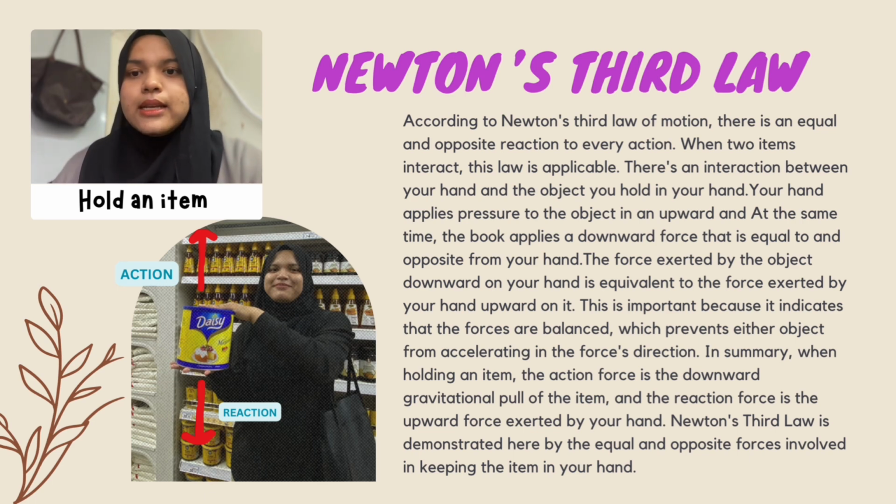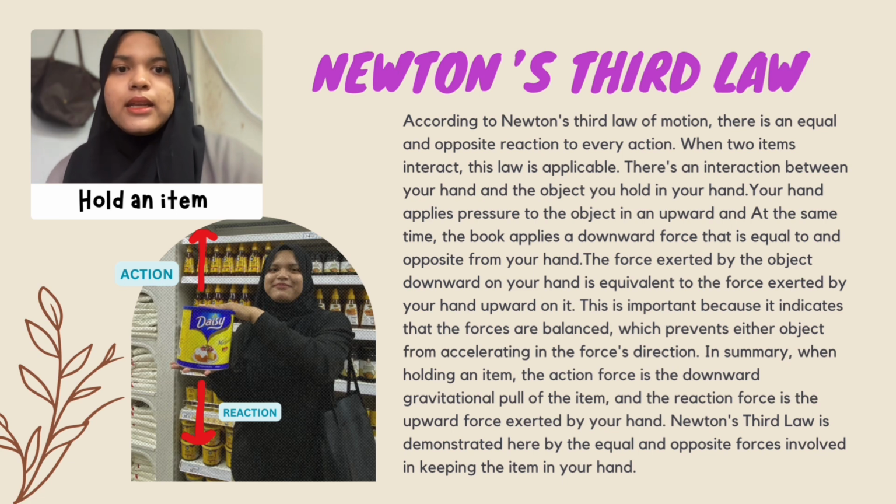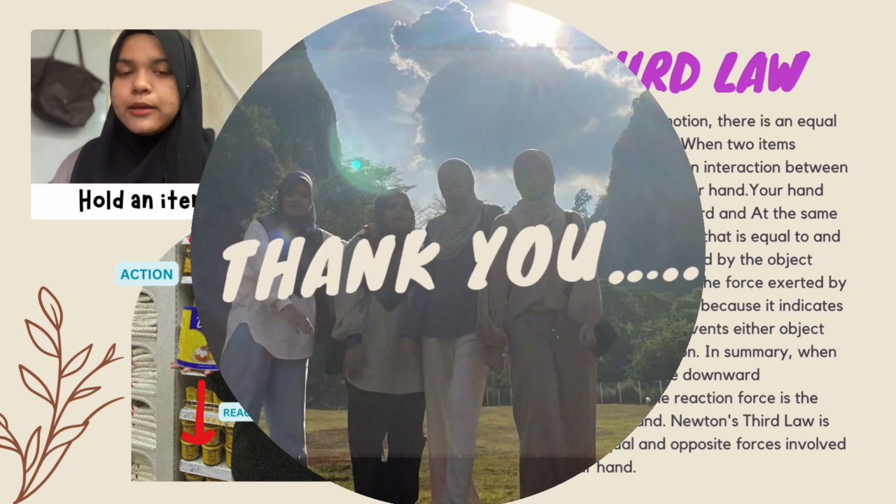This is important because it indicates that the forces are balanced, which prevents either object from accelerating in the opposite direction. In summary, when holding an item, the action force is the downward gravitational pull of the item, and the reaction force is the upward force exerted by your hand. Newton's third law is demonstrated here by the equal and opposite forces involved in keeping the item in your hand.